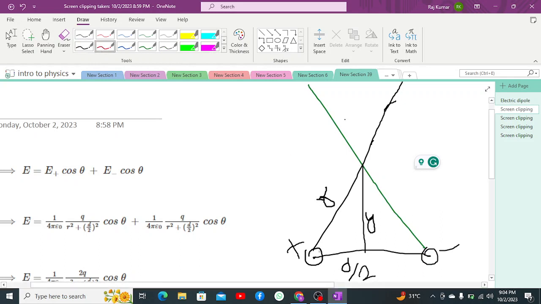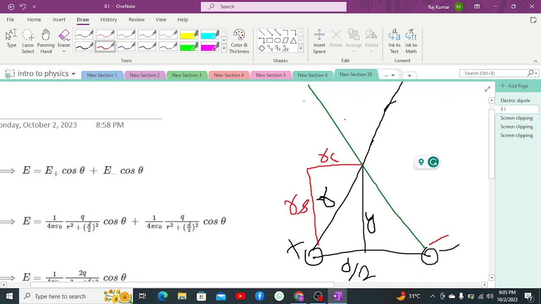Now as you can see, this dipole is having an electric field in this direction, and the other dipole, which is negatively charged, is having an electric field in the other direction. In that case, if we are supposed to resolve it into its components, then we can break 1 over 4 pi epsilon naught r square into two components: r sine theta and r cos theta.